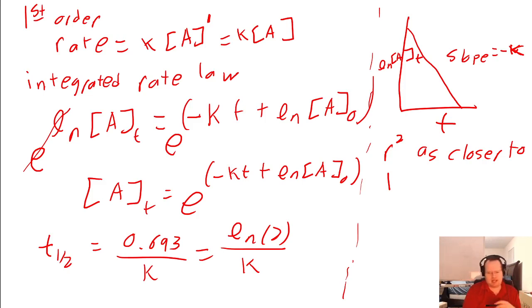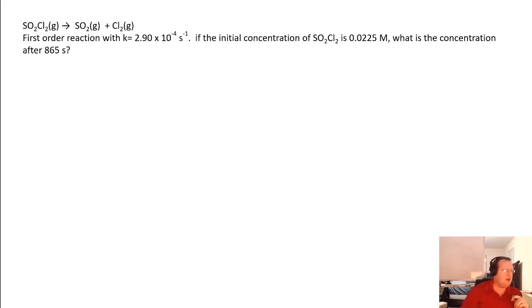Now, let's go and look at a problem. So this is an example of what we could ask you. So we have a chemical reaction shown at the top, and it says, I cut off some words, it's supposed to say this is a first order reaction. So this is a first order reaction with k equal to 2.90 times 10 to the negative 4 s to the negative 1. Note, the fact that this says s to the negative 1 actually tells you it's first order, because that's the unit that's going to go with k anytime it's first order.